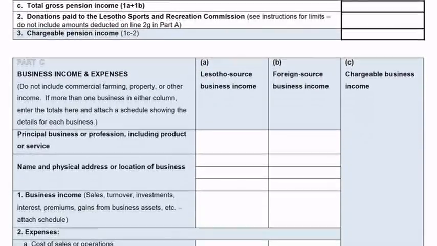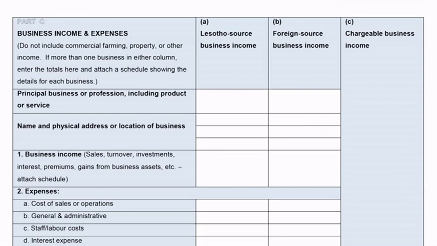In this section, fill in the business income and expenses, excluding commercial farming and property or any other income. Note 1. This section has 3 columns. A. Lesotho source income. B. Foreign source income. C. Chargeable income.